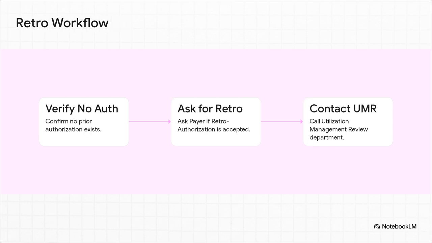Okay, so what if it's not an emergency, it's not inpatient, and there genuinely is no authorization on file anywhere? This is where you attempt the retroactive authorization workflow. While you have the payer on the phone, ask them straight up if they accept retro-auths. If they say yes, you'll need to grab the contact details, like phone and fax numbers, for their Utilization Management Review, or UMR department. You'll then contact the UMR department directly to request that retroactive approval.